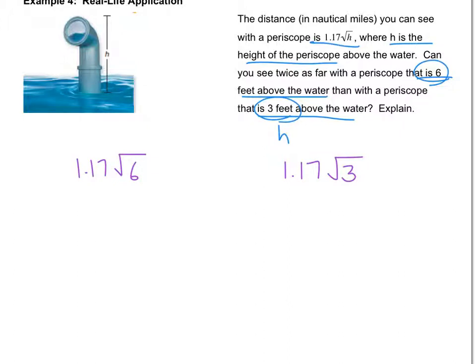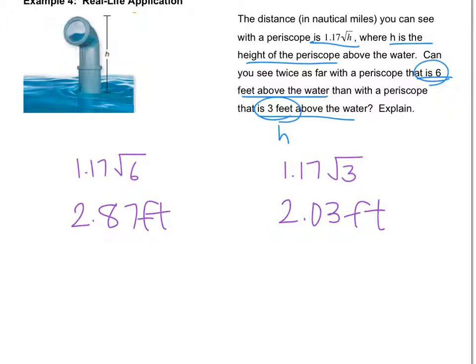So I told you earlier that we were not going to use our calculators, but since this question is asking us for something very precise about the relationship between the periscopes, we actually are going to type this in our calculator. So the square root of 6, if I type it in, is around 2.449, and so on, times 1.17, and that gives me 2.87. Let's round to the nearest hundredth, just because I need to compare, 2.87 feet. And now we do the same thing, square root of 3 times 1.17 gives me 2.03 feet. So obviously it's not twice as long, even though the radicand was twice as big, it's not.